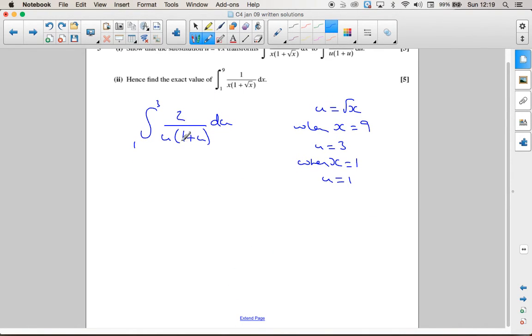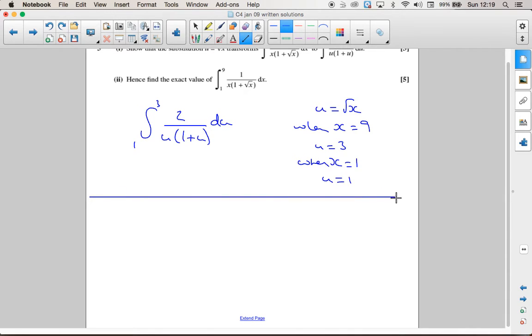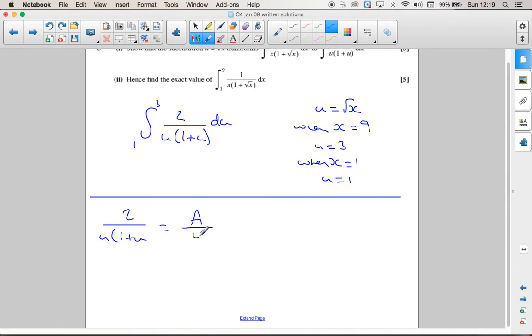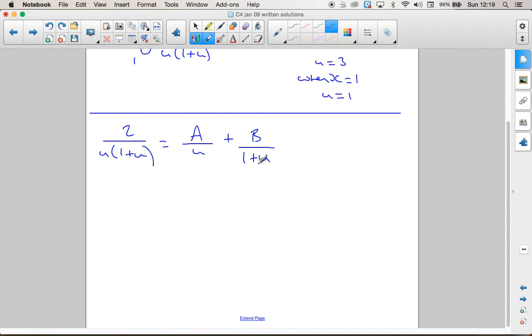Okay, so the next thing we need to do in order to be able to integrate this is split it into partial fractions. We can't integrate this the way it is at the moment. So I'm just going to draw a line under here and split this into partial fractions. So when we do that, 2 over u bracket 1 plus u can be rewritten as A over u plus B over 1 plus u. And we need to work out what that A and B is.